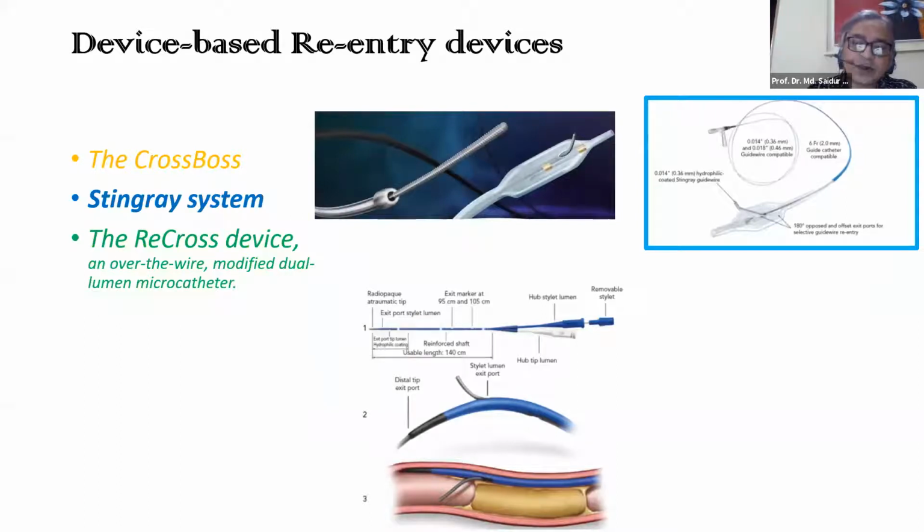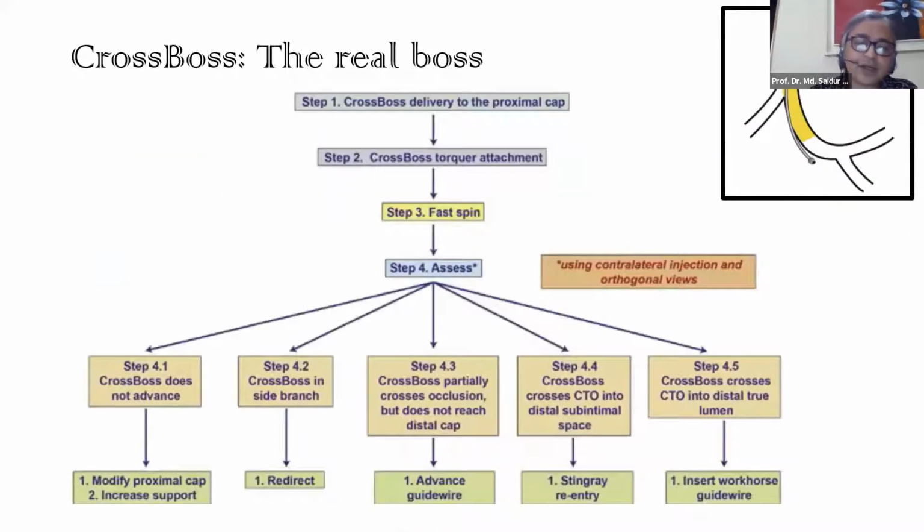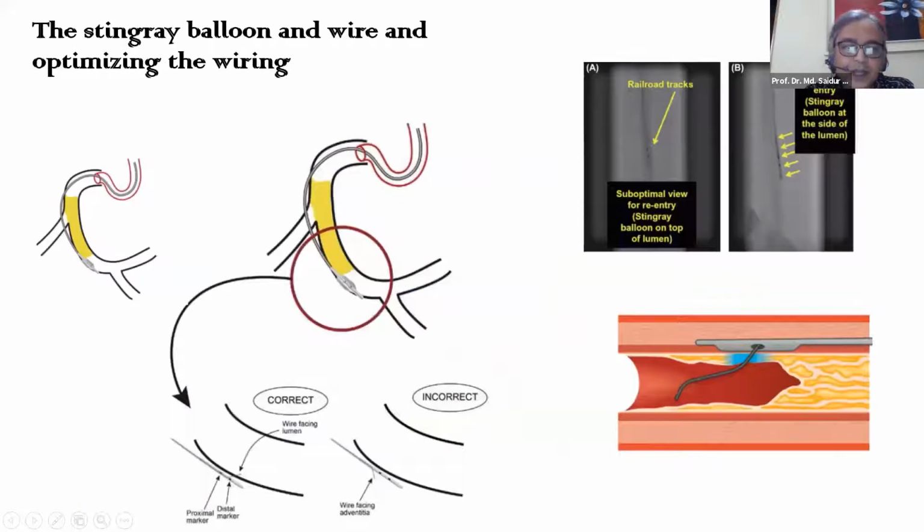And device based, already Arun is the boss for this one, the crossbows and the stingray and the recross devices. These are the devices, and Brilakis has shown this algorithm, how you can use the crossbows and how it will be handled in this way. And this is the picture that the crossbows is crossing in the subintimal space, so that you can put the stingray there, and after that the stingray with the correct position at the distal lumen, and then it has been crossed.